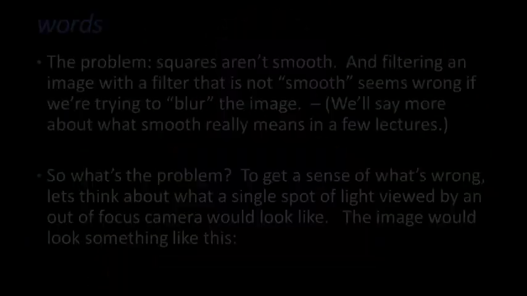So what was the problem? To get a sense of what's wrong, imagine that you had a single point of light that you were looking at very far away, right? And you blurred the camera so it was out of focus. What would the image look like? Well, it would look something like that, okay? Brighter in the middle, falling off towards blackness at the edges. Very, very deep, all right?